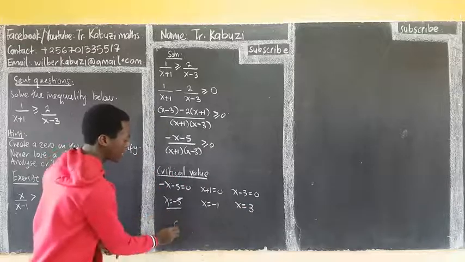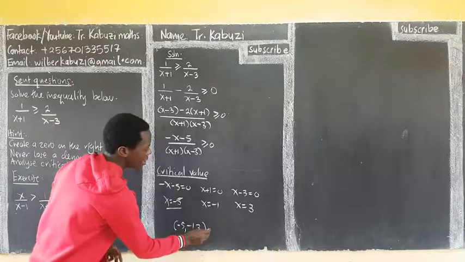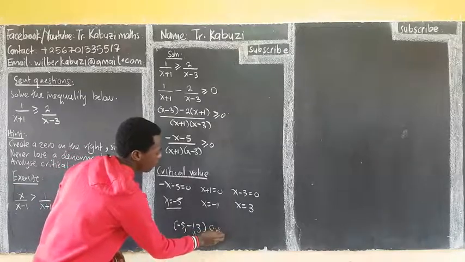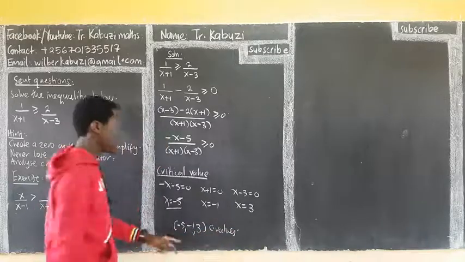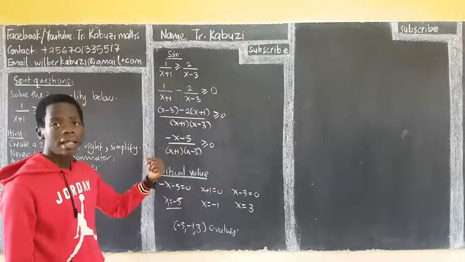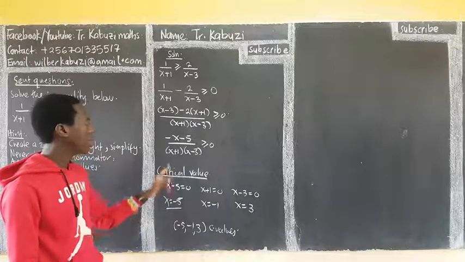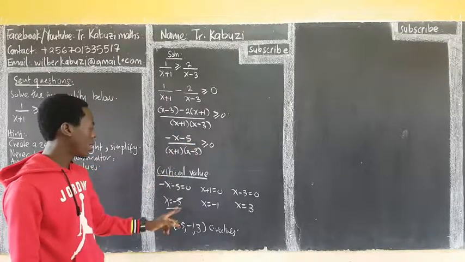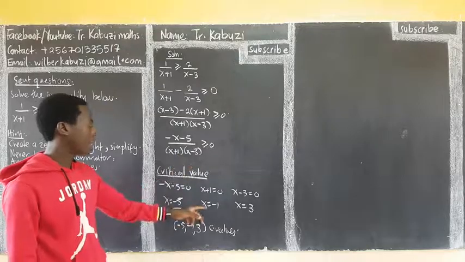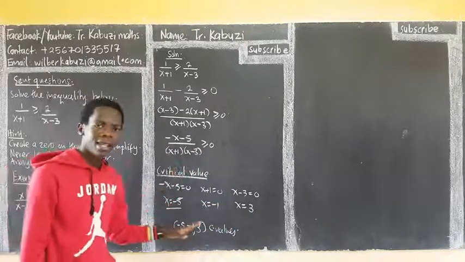Now, negative 5, comma, negative 1, and then 3. These are what we call the critical values. So we analyze them. So you get the critical values by equating the numerator and the denominator to 0. As simple as that. So when I equate this to 0, I get this. Equate this to 0, I get this. Equate it to 0, and simplify, I get the value of x. If it's in y, the same idea.